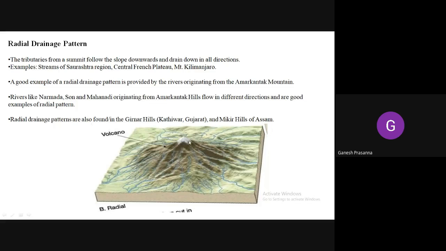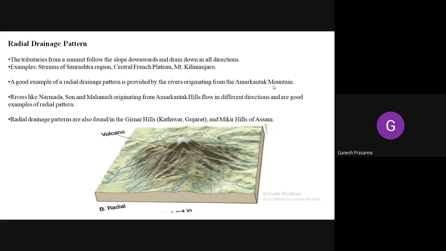Okay, so this is one of the very good examples of the radial drainage pattern. Examples are the streams of the Saurashtra region, the central French plateau, and Mount Kilimanjaro. This example is also provided by the rivers originating from the Amarkantak mountain, where you can find the rivers Mahanadi, Son, and the Tapti rivers of the Trambakeshwar region in Maharashtra. So these are very good examples.